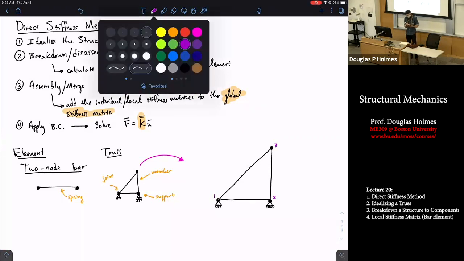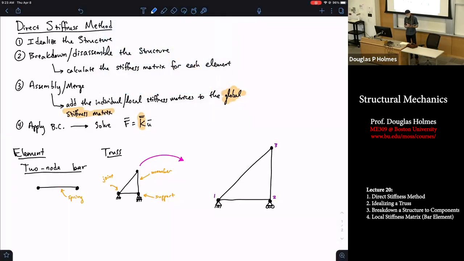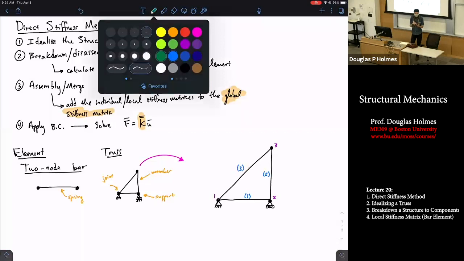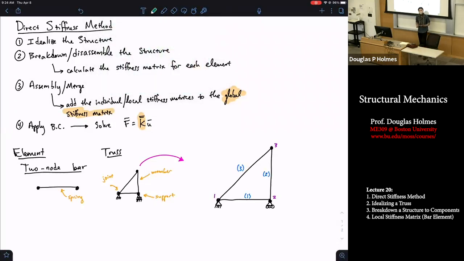three. We'll label all the elements. I'll write them in blue and I'll put them with parentheses around them. This is going to be element one, element two, and element three. We're going to have a couple of coordinate systems that we're going to have to keep track of here.